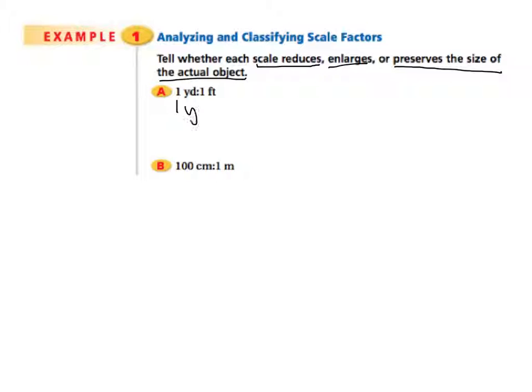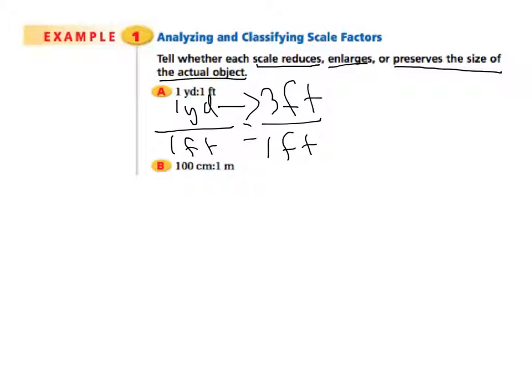So the way that we do this is we put 1 yard over 1 foot. And then we have to convert how many yards are in a foot. If you look at our conversion chart, we can see that 1 yard is equal to 3 feet. And so our factor is 3, meaning that it enlarges the object 3 times. Okay, it gets 3 times as big.